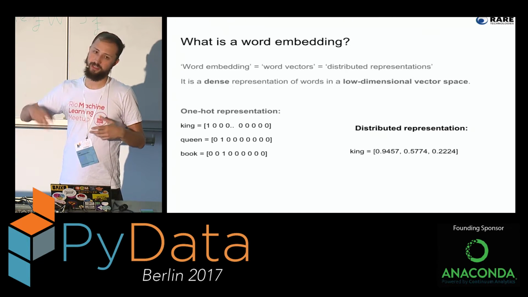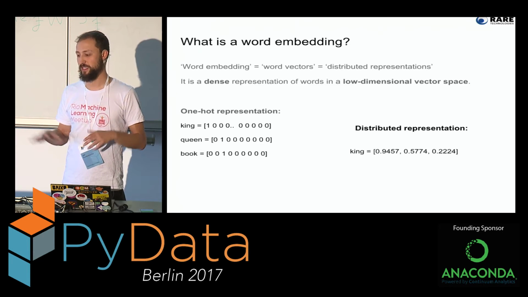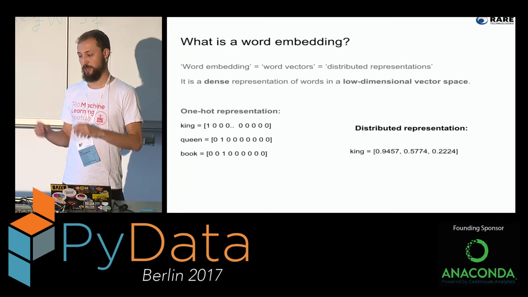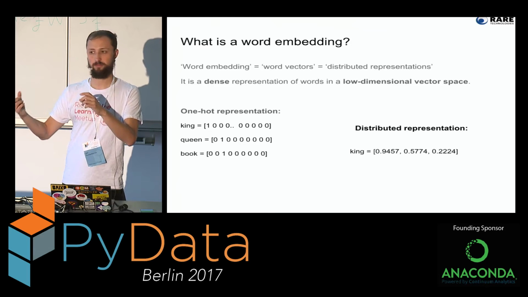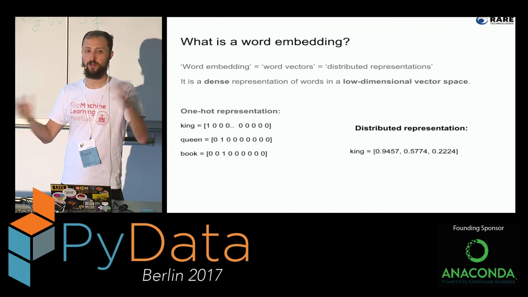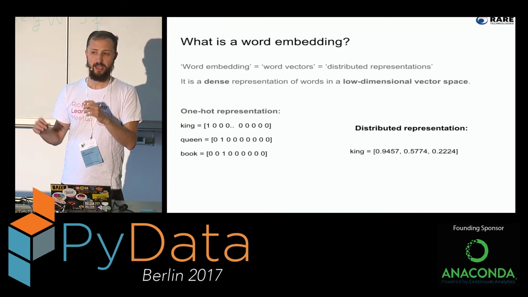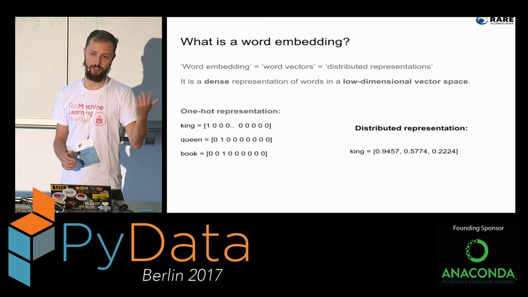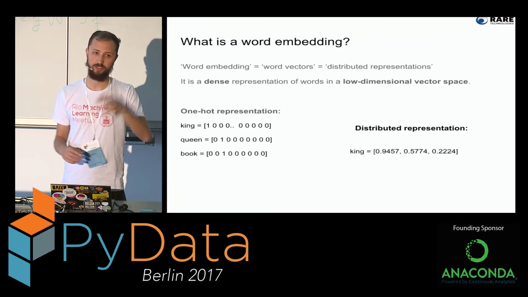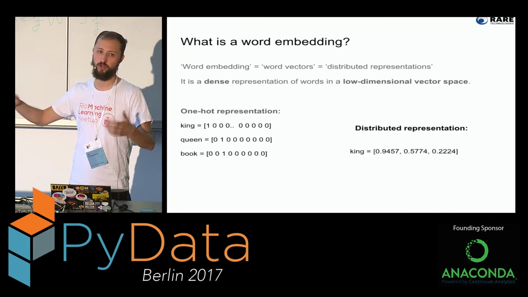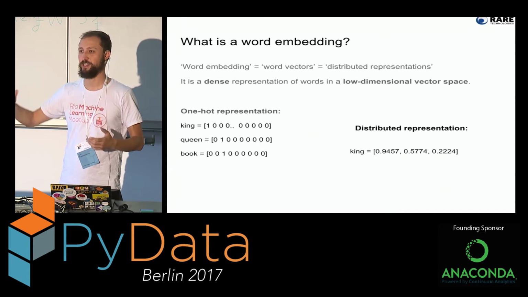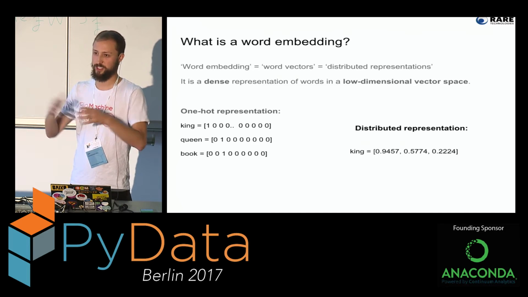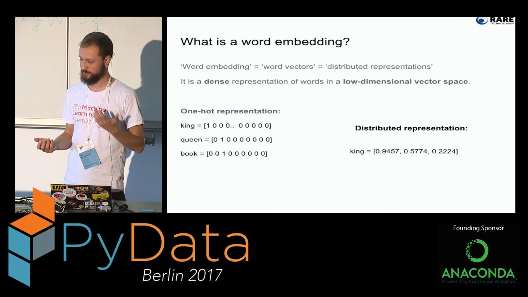What Word2Vec and all these word embedding algorithms do is create a distributed representation. I have much fewer dimensions, maybe 3 or 100, not 1,000, much smaller vectors, and the meaning is distributed across all the dimensions. King is no longer stuck in the first column, it's distributed across all 3. So I have 0.94 and different floats in my different dimensions. The meaning is distributed. That's why it's called distributed representation.